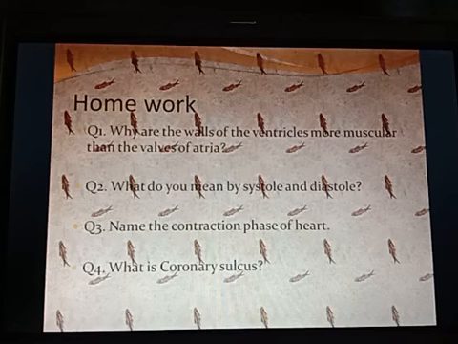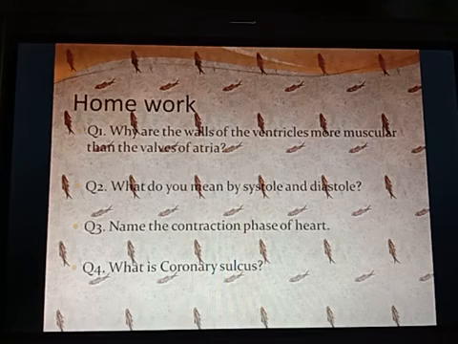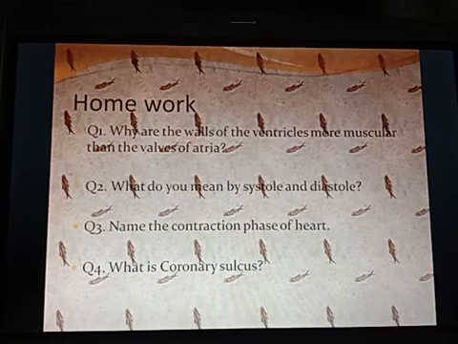And last but not the least, what is coronary sulcus? This question is also very important. It has been explained to you during the lecture. So please find out the answer to this question and write it in your copy.